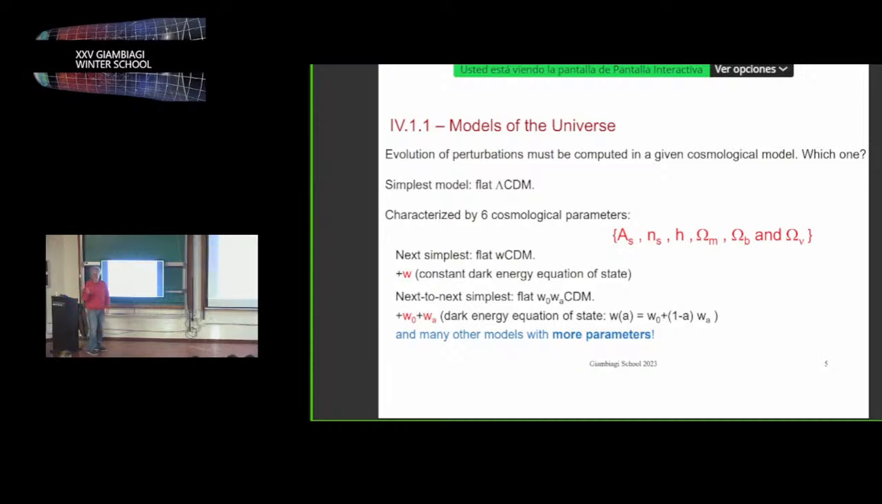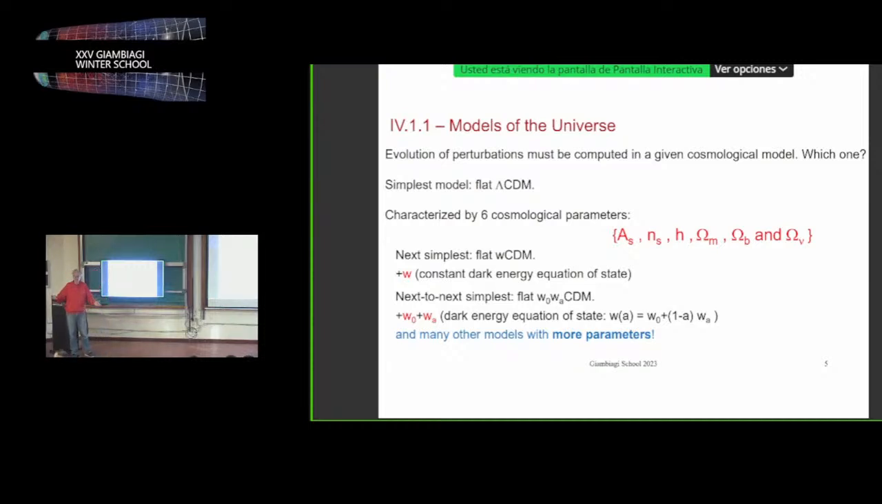One thing you may ask, and I'm not sure I have the answer, is the following. These are just parameterizations of the equation of state. Do you know any physical model of dark energy that gives you this? And my answer for this is no. I don't. Maybe Mustafa knows. I don't.